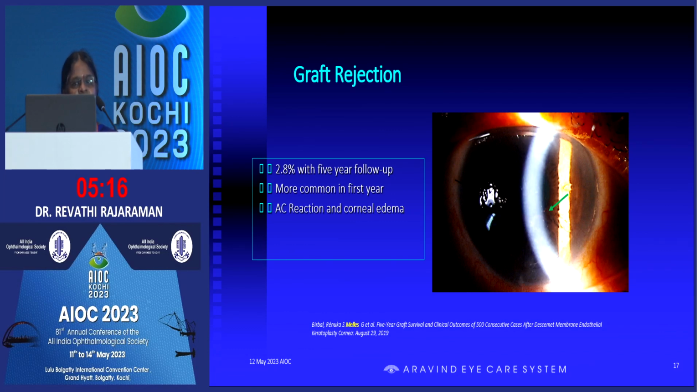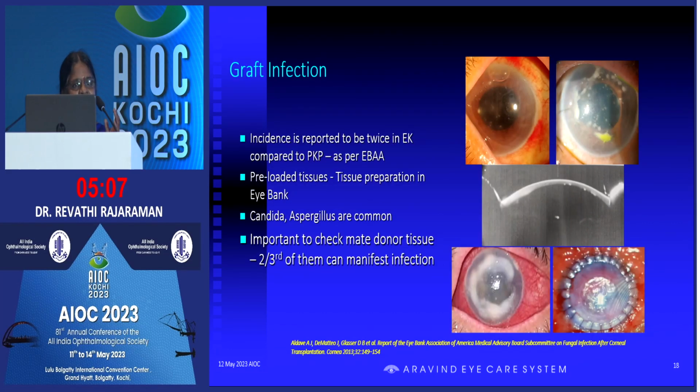Even a few freshly appearing KPs or AC cells should trigger a suspicion, and then we have to treat it as graft rejection. And graft infection, luckily in our country, we are not seeing more infection compared to PK here, because we prepare our tissues freshly. But in Western countries where prepared tissues are being distributed, they feel that infection in EK is more than in PKP. So this we have to keep in mind as we are slowly moving to a tissue distribution system.